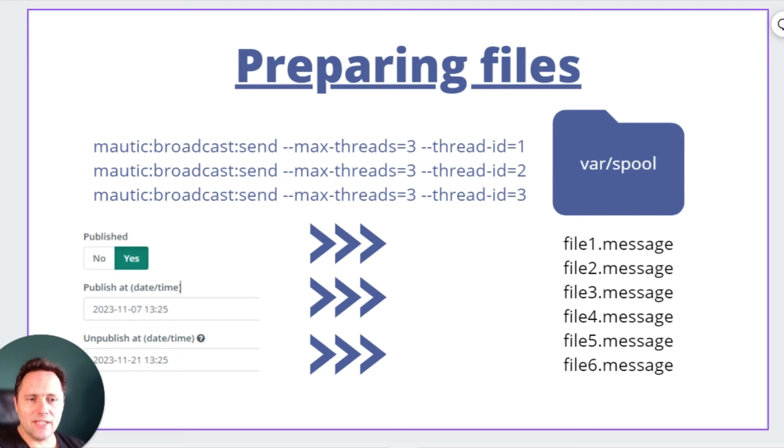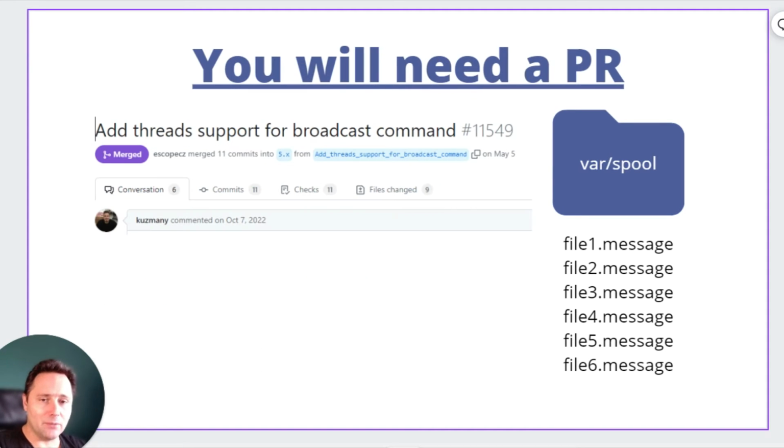So this is actually something we would like to do. We would like to use 3 different threads, saying, okay, please generate my files in 3 threads, and this command will be responsible for thread number 1, the second command for thread number 2, and thread number 3. If you run it this way, then the speed of creating the emails will be actually 3 times faster than before. And this is not in Mautic at the moment.